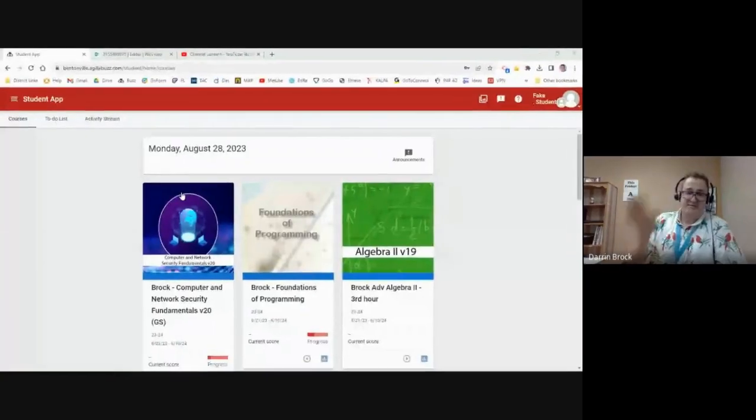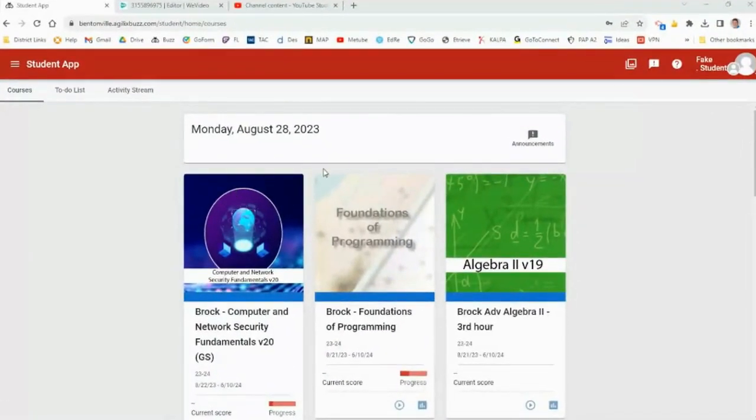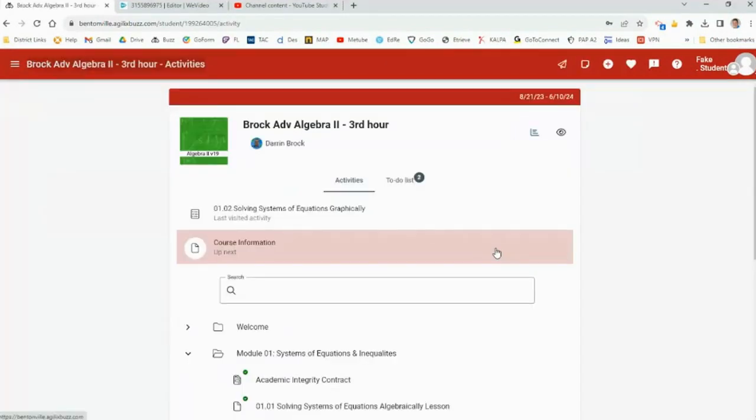Let me put up on the screen what we are covering today. So in Buzz, which the front page of our Google Classroom has our Buzz link at the bottom down there. But if we go to our third hour algebra, right here we are.